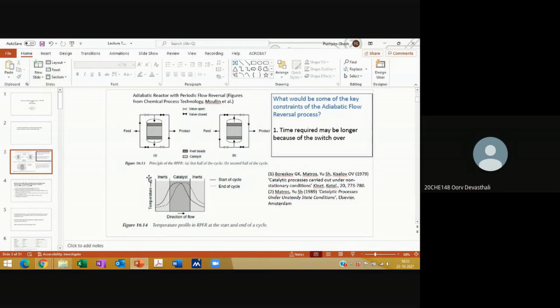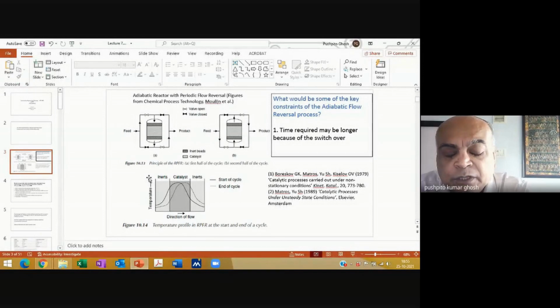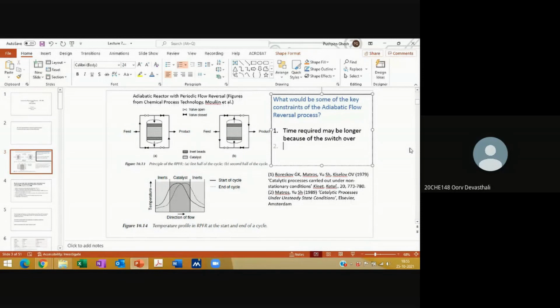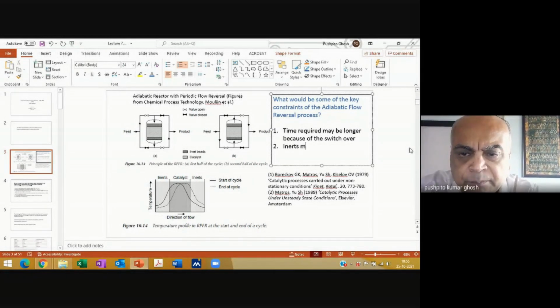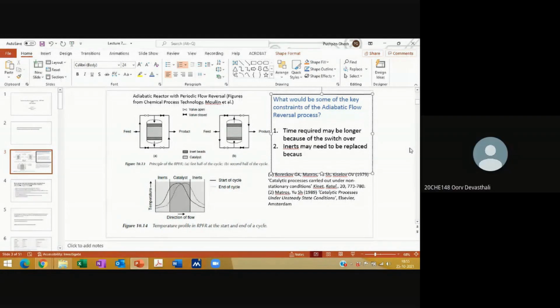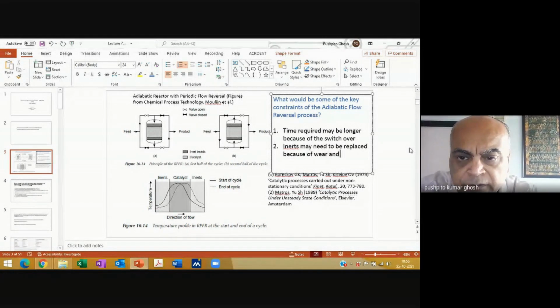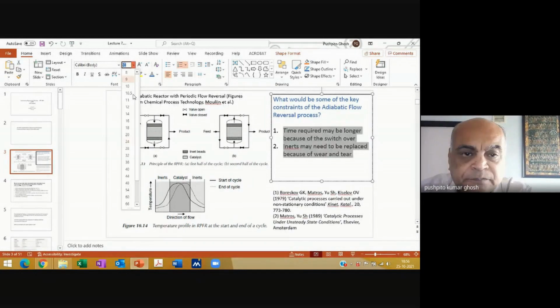So maybe the inerts need to be replaced regularly. Why should the inerts have to be replaced? You mean if they're unstable? Yes, and further, the wear and tear may also be caused because of the continuous heat flow. Inerts may need to be replaced because of wear and tear. Yes, sir. Okay. Not sure, but anyway.